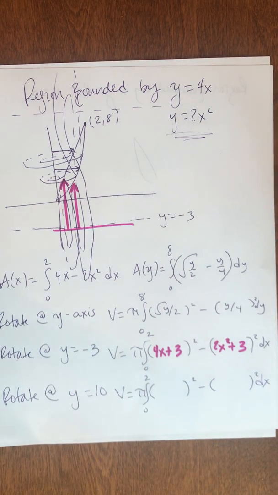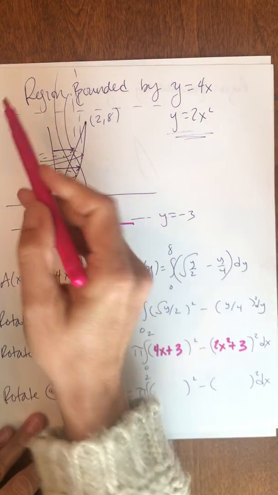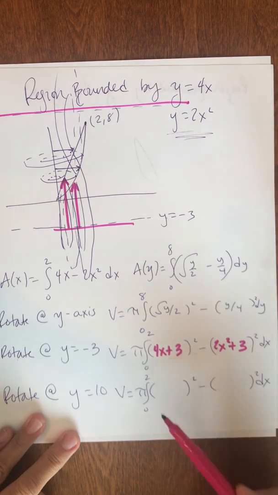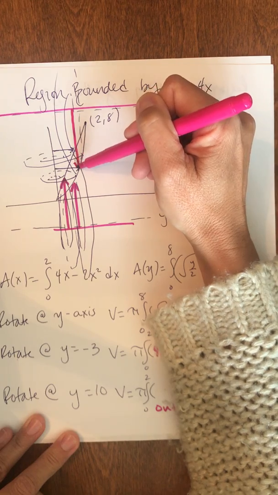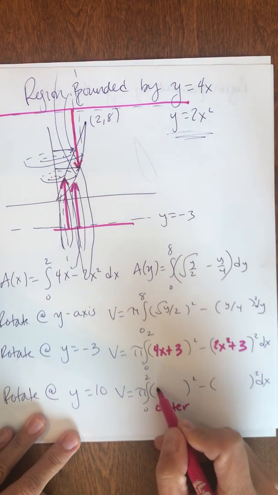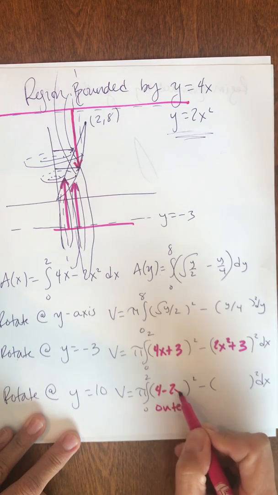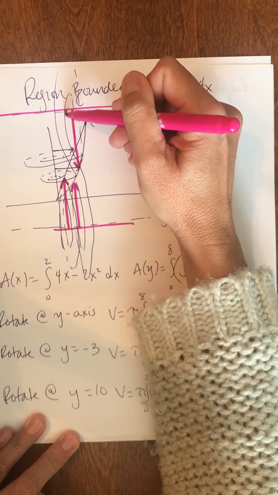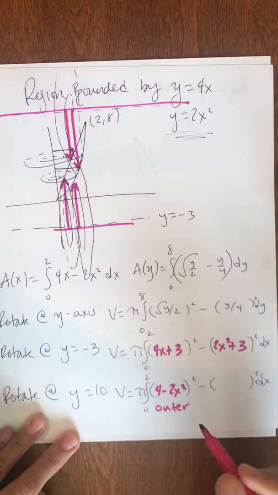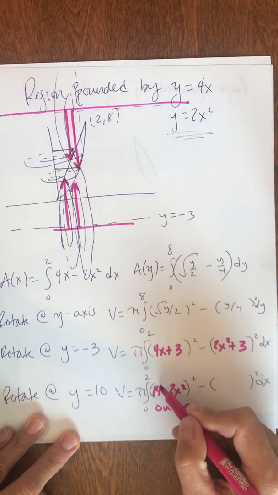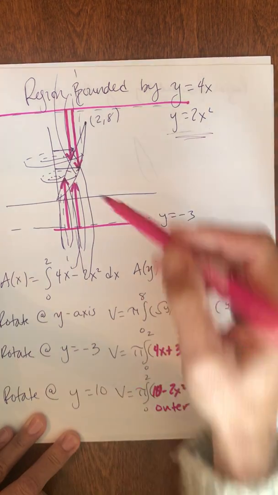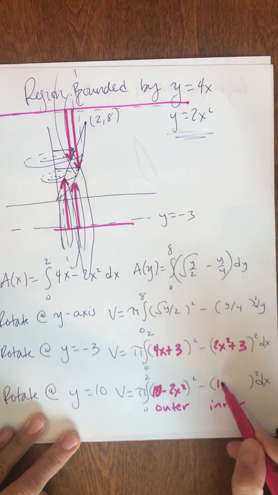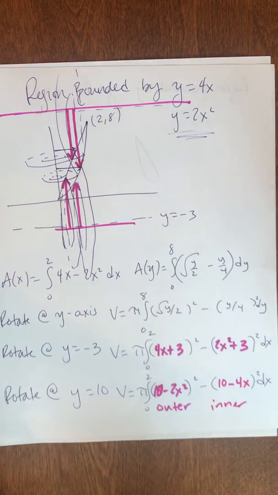Now, my outer radius, again, because we rotate everything relative to the axis we're rotating it around, if we're rotating it around y equals 10, my outer radius is going to extend from 10 down to the parabola. So 10 minus 2x squared. My inner radius is going to extend from 10 down to the line, so 10 minus 4x.